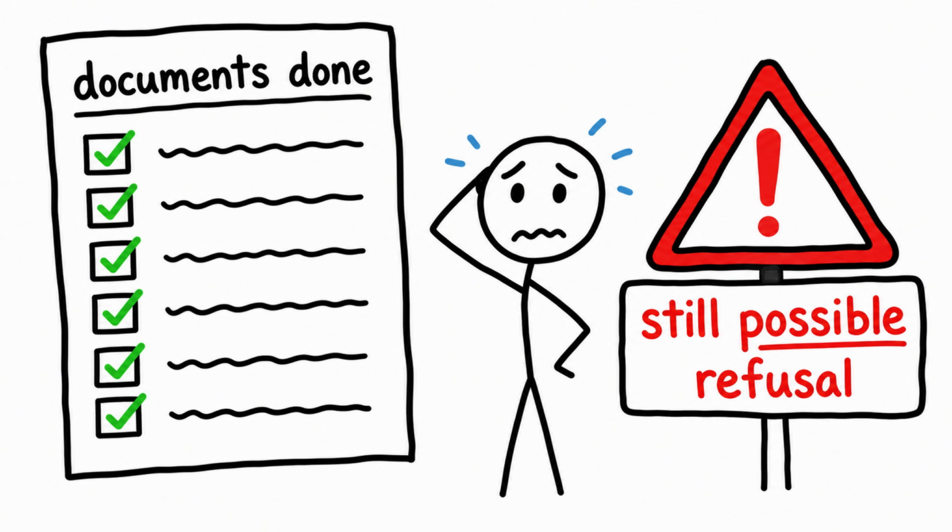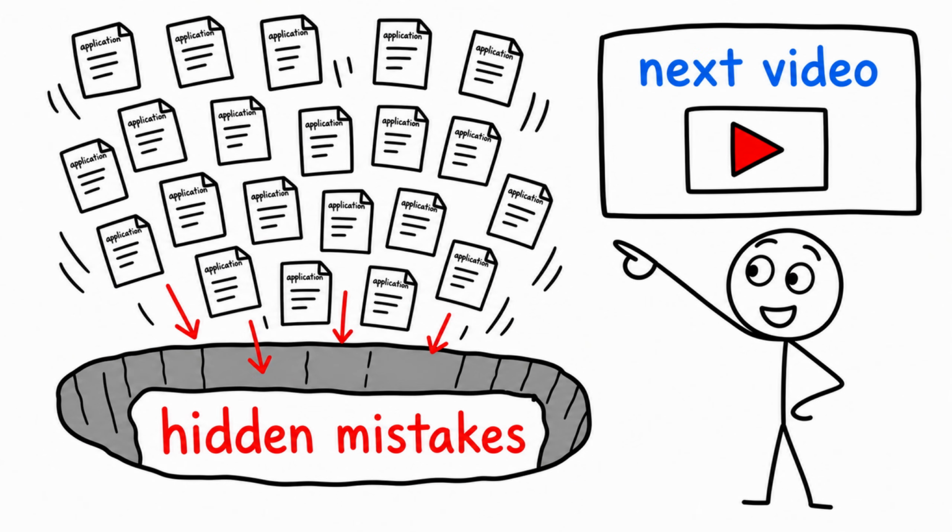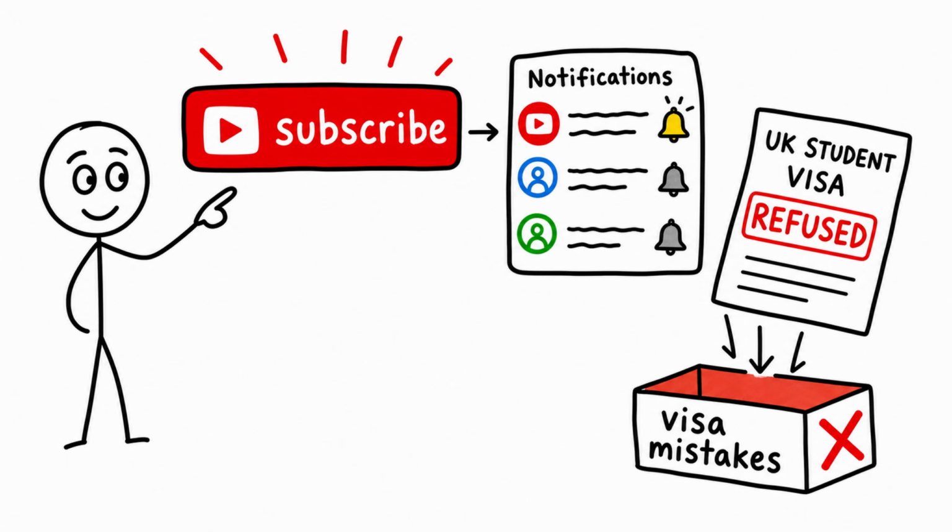So that's the whole process and every document you need. But here's the thing, knowing the documents isn't the same as not getting refused. There's a whole layer of small print sitting underneath all this that quietly sinks thousands of applications every year. And that's exactly what I'm covering in the next video. The hidden mistakes that get UK student visas refused.